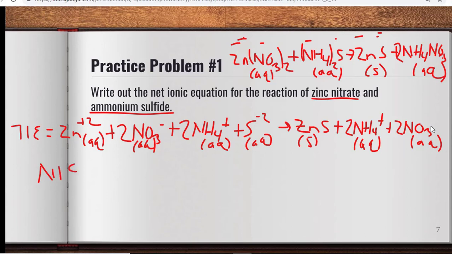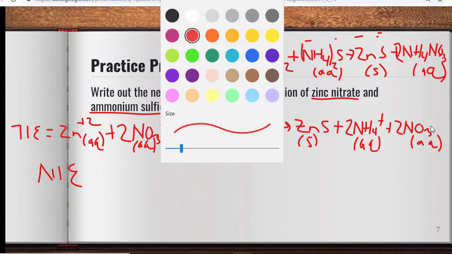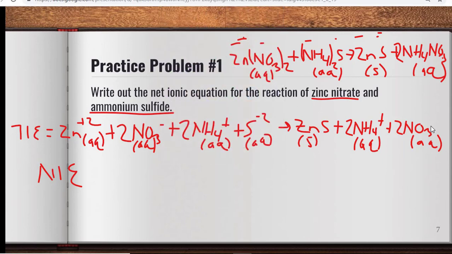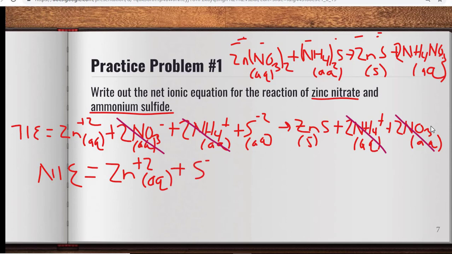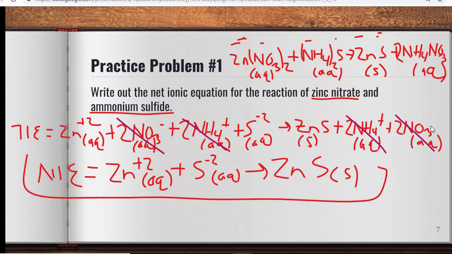It's pretty straightforward to do here. We just cancel everything that's the same on both sides. So I've got 2 NO3s, so I'm going to mark those out. I'll pick a different color for this. So 2 NO3s on each side, those cancel. 2 NH4s on both sides, those cancel. So if I take a look, what I'm going to be left with is Zn plus my sulfide ion yields zinc sulfide as a solid. And there you go. Okay.